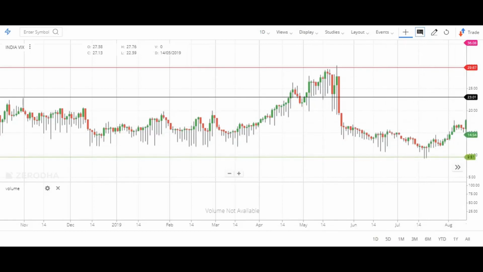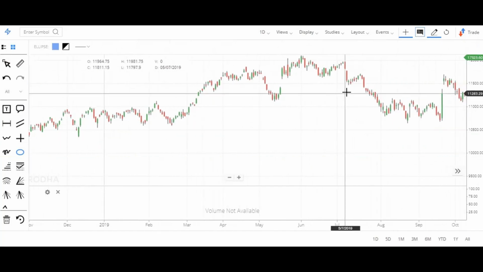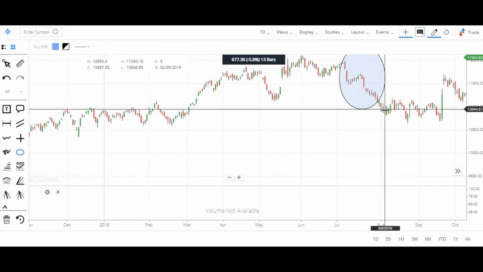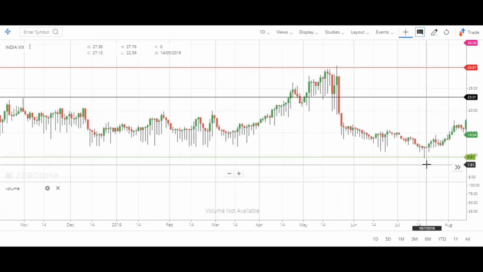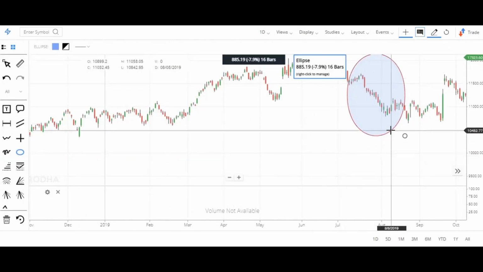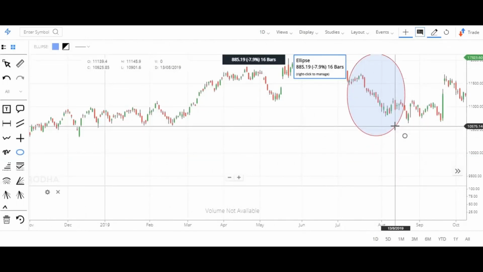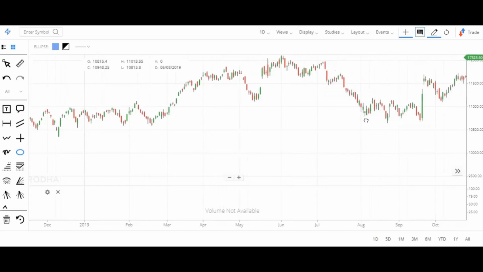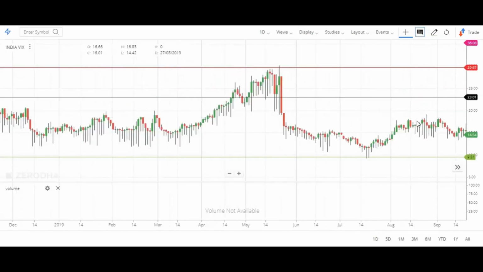So this is mid-July 2019. Let's see what happens in mid-July 2019. Bang. VIX clearly was showing an indication of support over here. And then as soon as it started to rise, Nifty fell. So you can really take help of these things when making investment decisions or making swing trades. It is going to help you a lot.